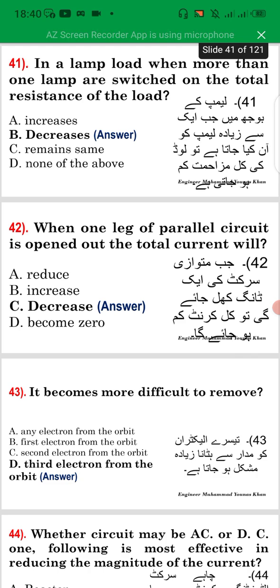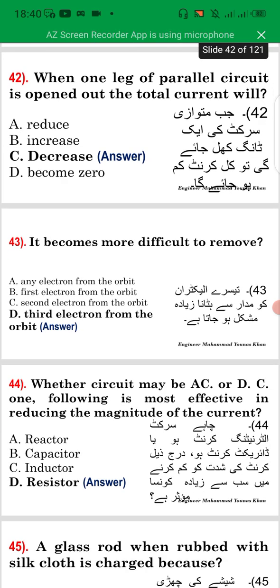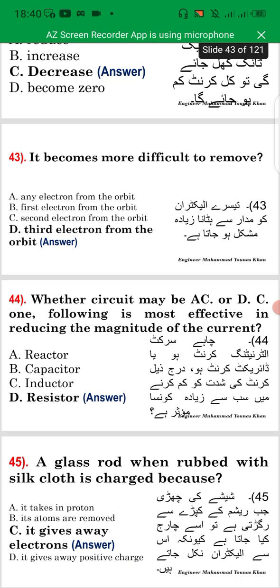Question number 42. When one leg of a parallel circuit is opened, the total current will: reduce, increase, decrease, become zero. The correct answer is decrease. Question number 43. It becomes more difficult to remove which electron from the orbit? First electron from the orbit, second electron from the orbit, third electron from the orbit. So the correct answer is third electron from the orbit.